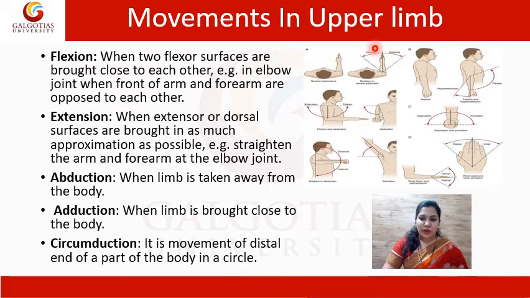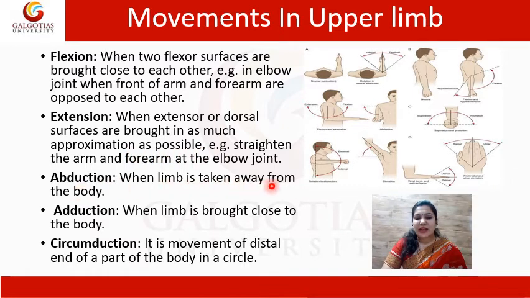So, with a quick revision of the movements of the upper limb, we have flexion. Flexion is when two flexor surfaces are brought close to each other. For example, in the elbow joint, when the arm and forearm are brought toward each other. Then there is extension, when extensor and dorsal surfaces are brought into as much approximation as possible.